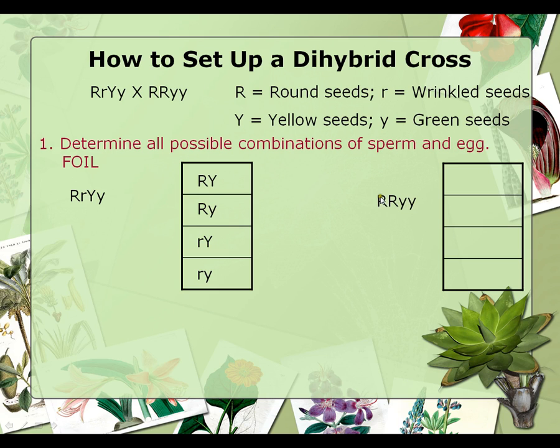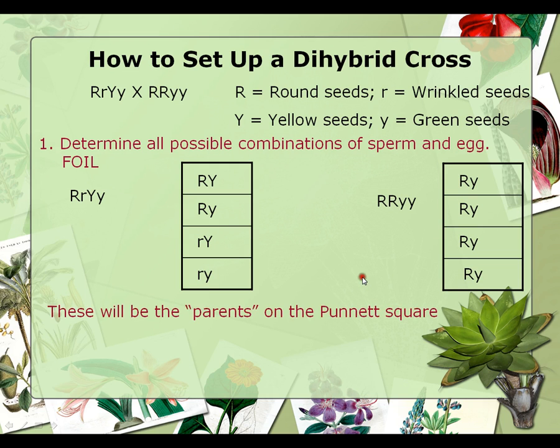We'll use the first of each, a capital letter R and a lowercase y. Outer, capital R, lowercase y. Inner, capital R, lowercase y. And last, capital R, lowercase y. So you see the FOIL method works, even though you could probably just look at that and tell me that each one will be the same. So let's go back and put those on our Punnett square.